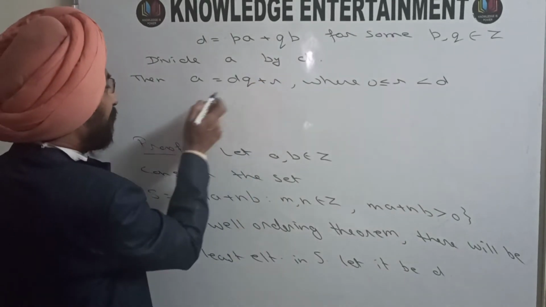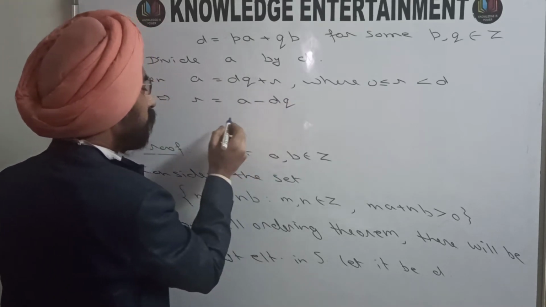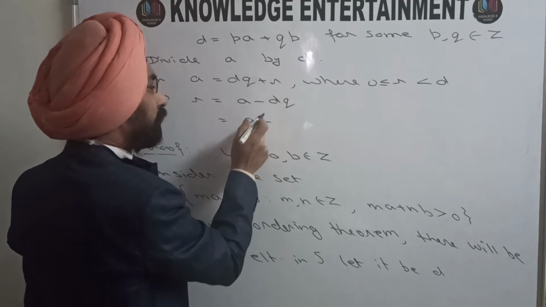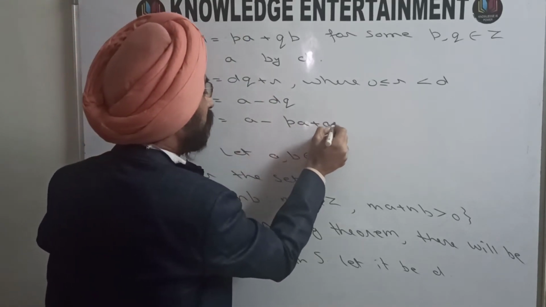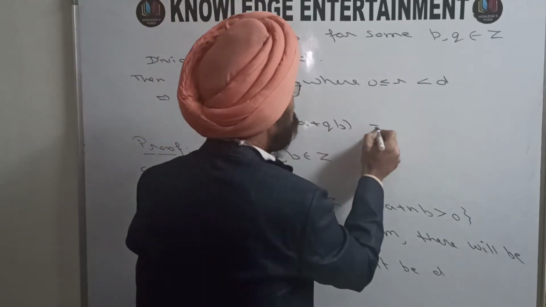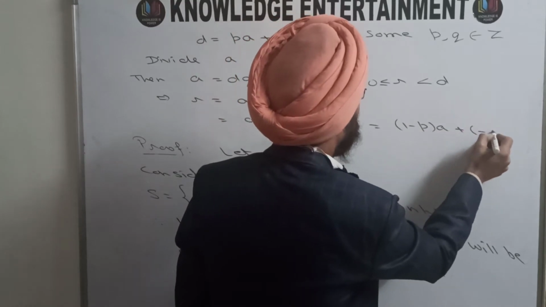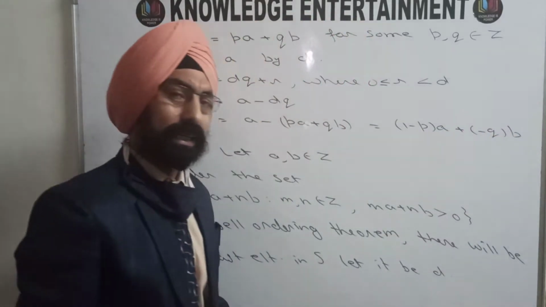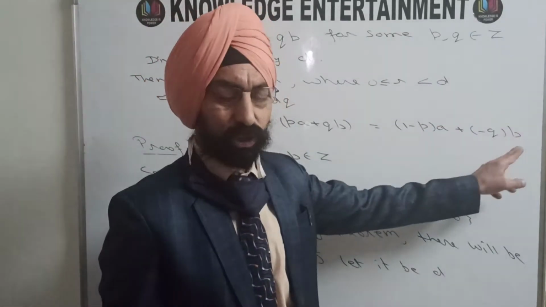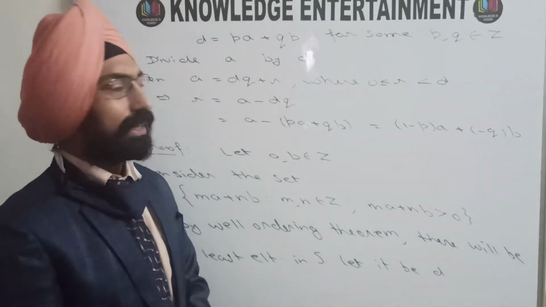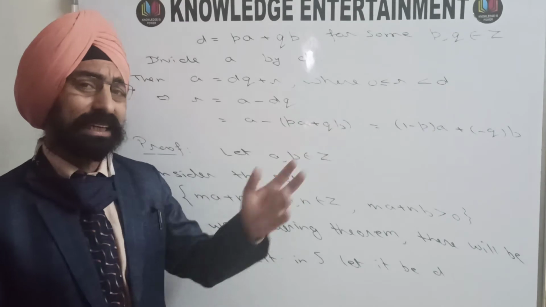Note that R can be written as A minus DQ. You can write it as A minus, what is your D? Your D is PA plus QB. Or you can say (1 minus P times A) plus (minus Q times B). That means R is a linear combination of A and B, and R is greater than or equal to 0 as well.